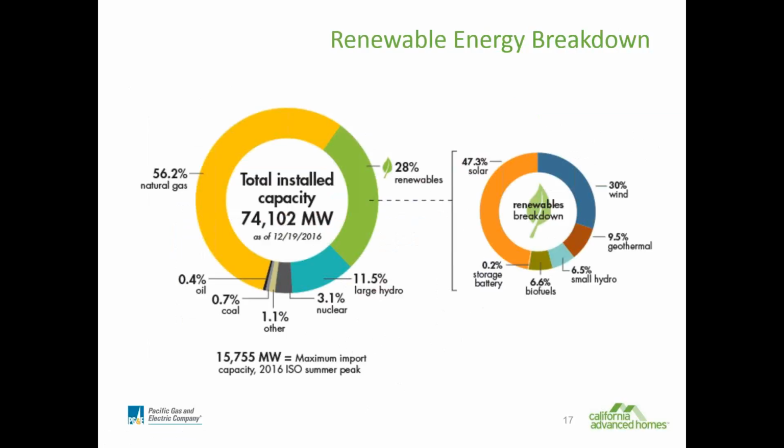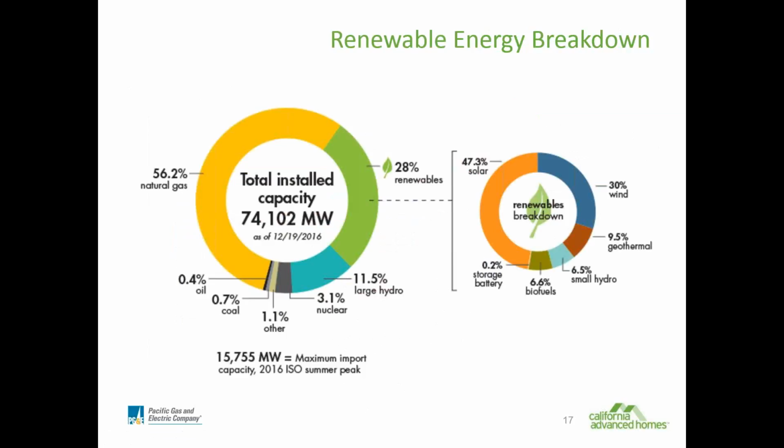And this duck curve is going to be exacerbated. So this is now the makeup of the energy that's being delivered onto the grid. And 28% of this is renewables. And of that renewable, almost half of that is solar. Well, it's called RPS, Renewable Portfolio Standards.